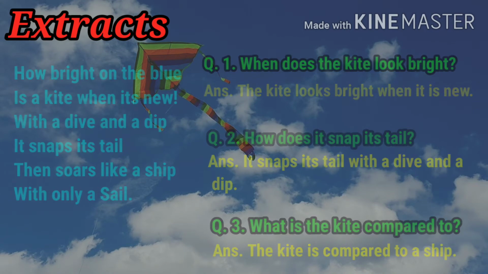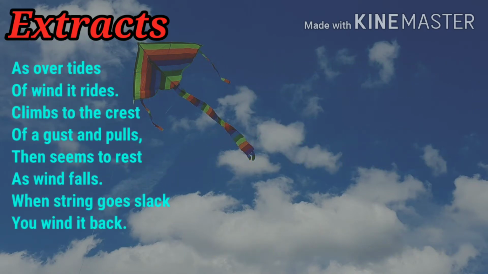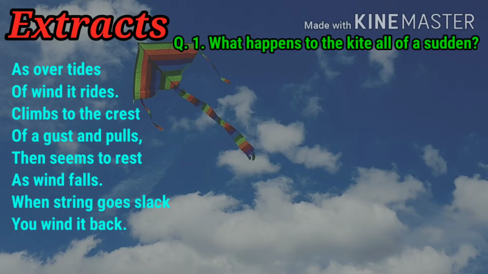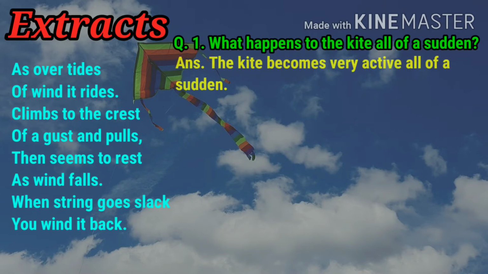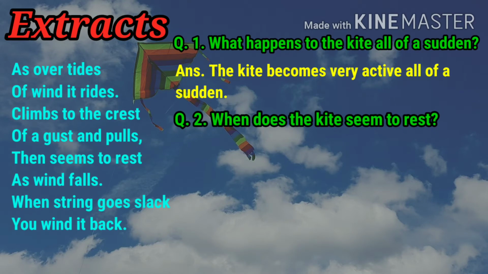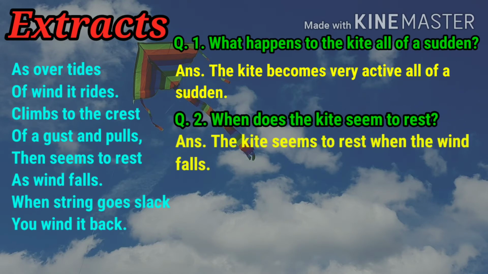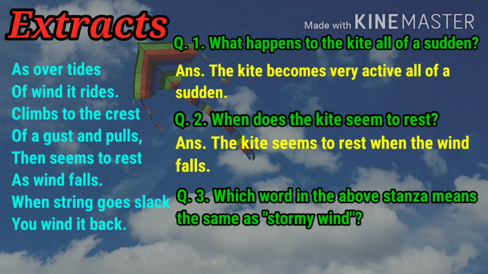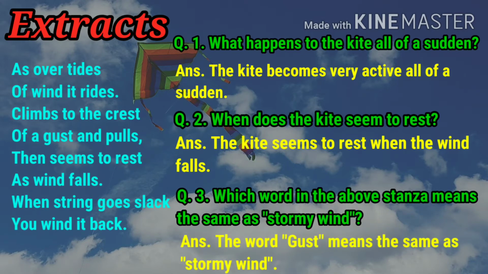Now the second extract is: As over tides of wind it rides, climbs to the crest of a gust and pulls, then seems to rest as wind falls. When string goes slack, you wind it back. Question number 1 is: What happens to the kite all of a sudden? The answer is the kite becomes very active all of a sudden. Question number 2 is: When does the kite seem to rest? The answer is the kite seems to rest when the wind falls. And the last question is: Which word in the above stanza means the same as stormy wind? The answer is the word gust means the same as stormy wind.